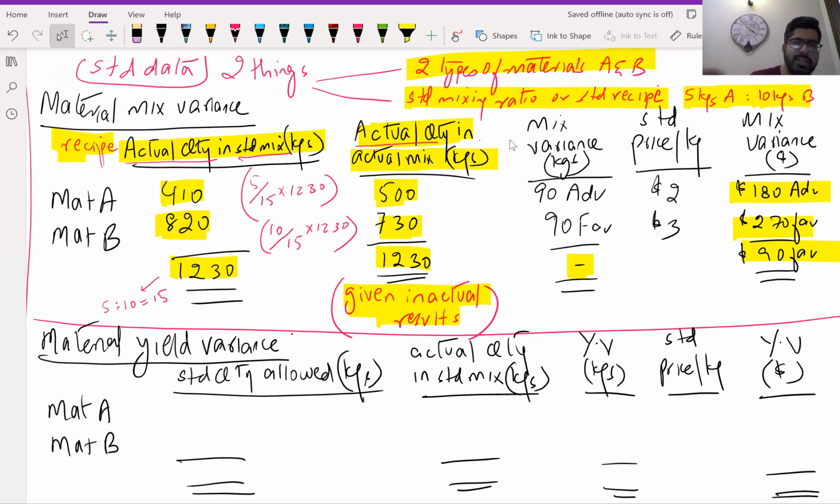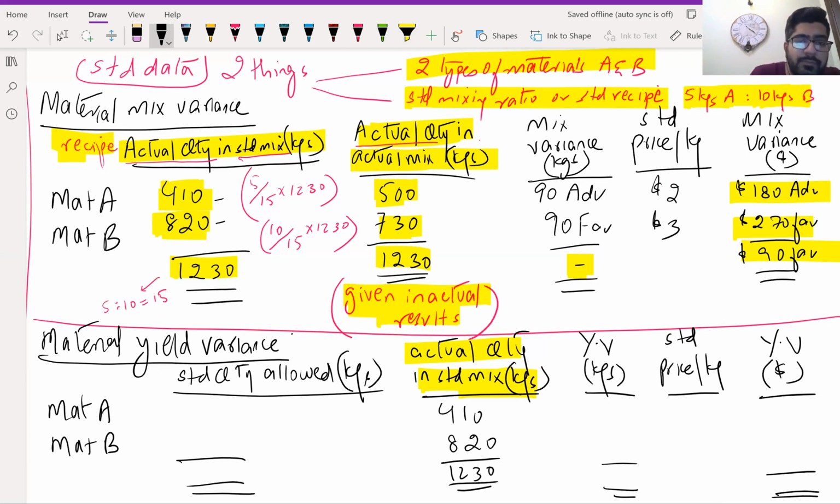Okay. Now yield variance is easier. How? Look at the second column of yield. Actual quantity in standard mix is already done. Copy it. A 410, B 820. Actual quantity standard mix, copy from above. Now standard quantity allowed.